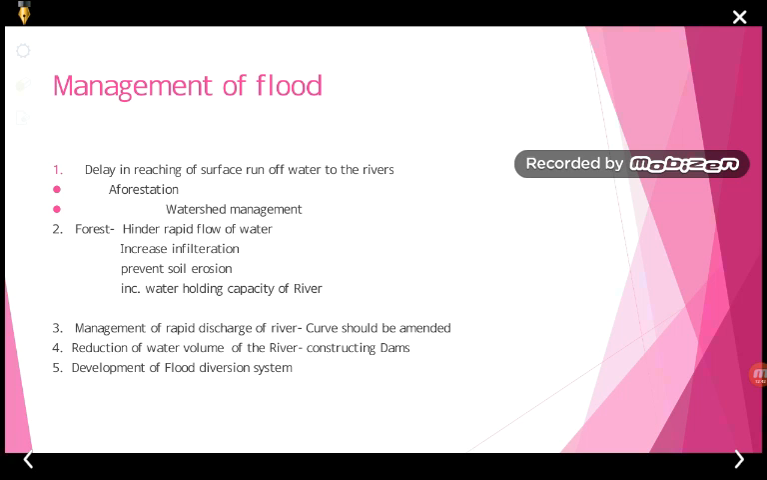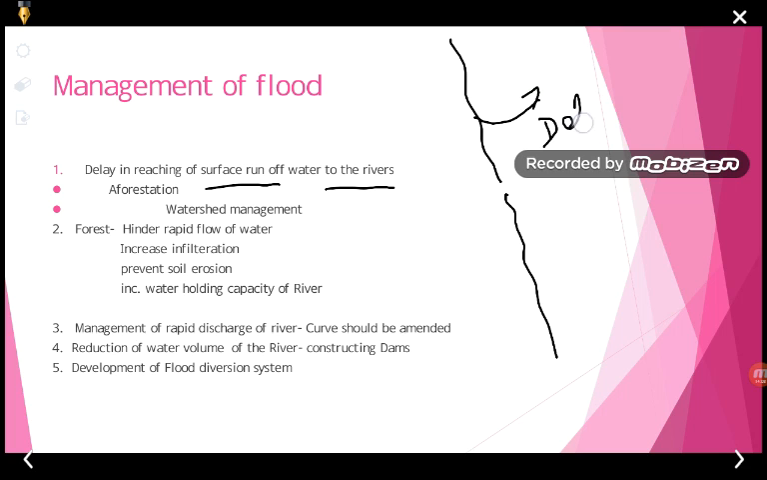Now coming up to the management, that is, delay in the surface runoff of water reaching the river. मतलब हम फ्लड को कैसे मैनेज कर सकते हैं? हम फ्लड को तब मैनेज कर सकते हैं जब हम जो फ्लो ऑफ वाटर है उसको डिले कर सकते हैं. अगर हमने फ्लो ऑफ वाटर को डिले कर दिया, then we can prevent the flooding. So how can this be done?